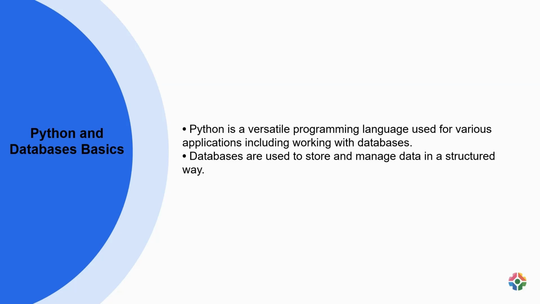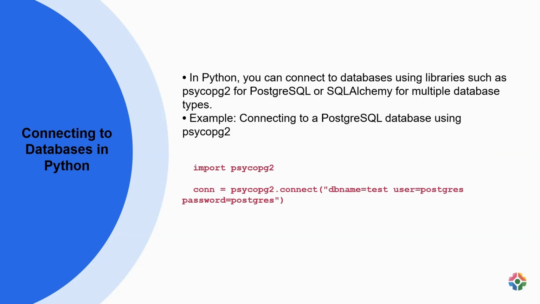For instance, in e-commerce, Python can be employed to interact with a database to store and retrieve customer information when processing orders. To connect to databases in Python, libraries like psycopg2 for PostgreSQL or SQLAlchemy for various database types can be used. For PostgreSQL, the psycopg2 library is commonly employed.